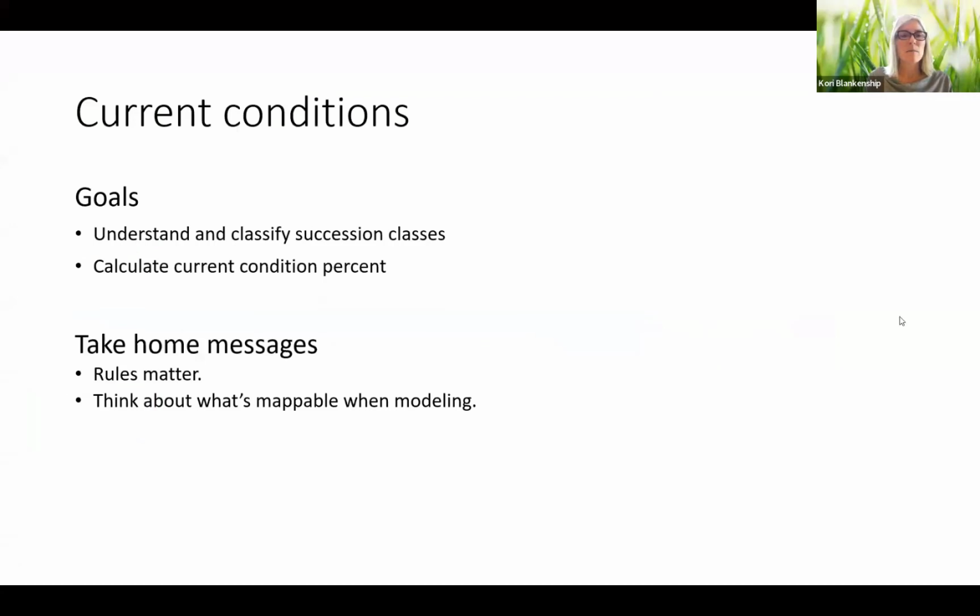So we're going to be talking about current conditions here this afternoon for the next hour or so. And my goal is that by the end of this, you're going to understand what the succession classes are and to be able to classify them. So we are going to get a little in the weeds here, but there is no better way to understand succession class than to actually do it in a spreadsheet. So you do this once and you'll understand it and appreciate it at a whole new level. And then we will calculate current condition percent after we've classified the succession classes.